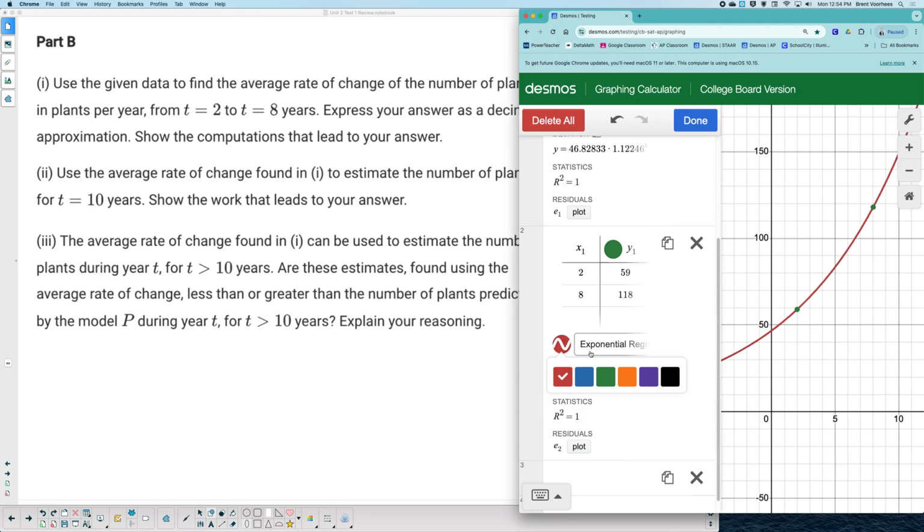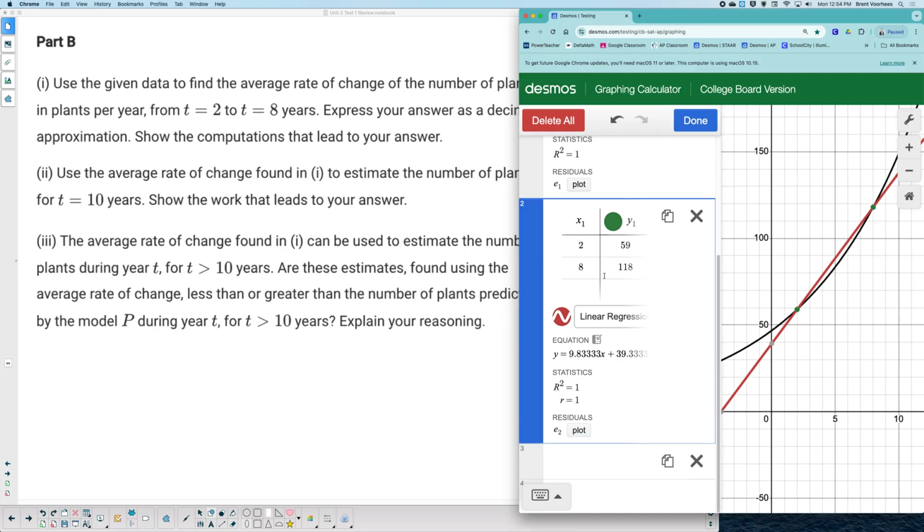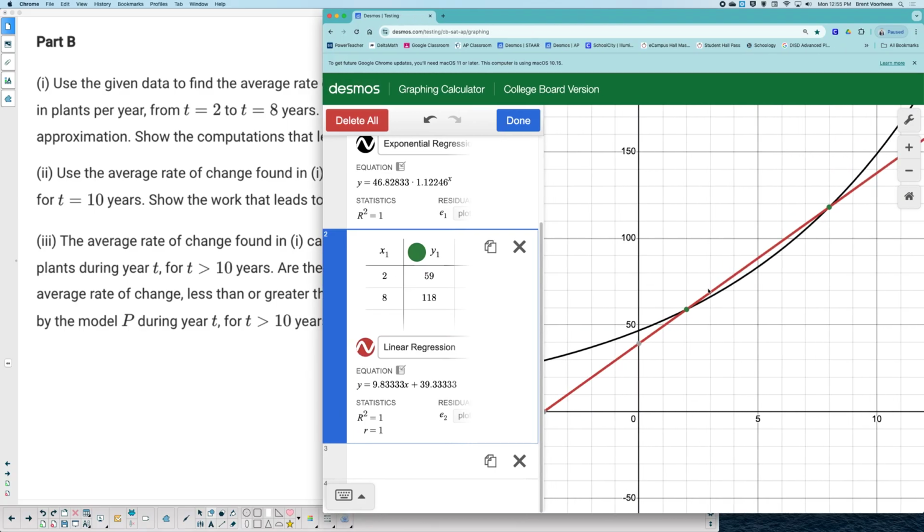Now AROC does not look like exponential, ever. AROC never looks like exponential. What does AROC actually look like? Linear. Choose linear. So at this stage, you should have 2 regressions going. Does everybody have 2 regressions going? Okay, the linear, if you remember, your AROC is your slope. Is everybody's slope the same as mine? 9.833. Is everybody getting that slope?